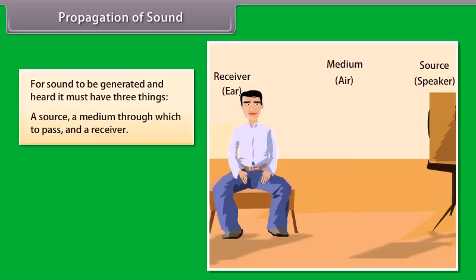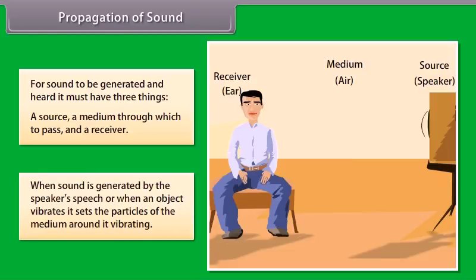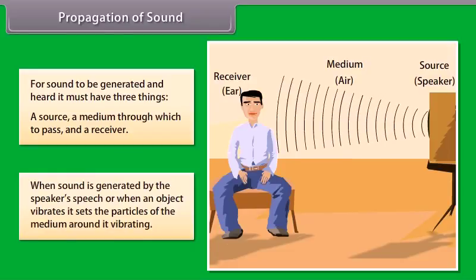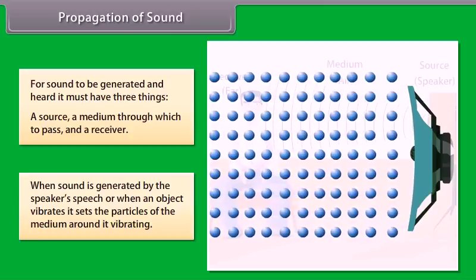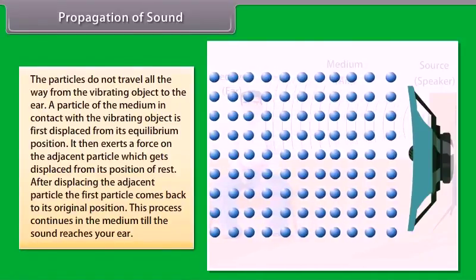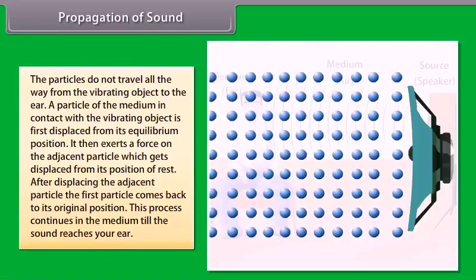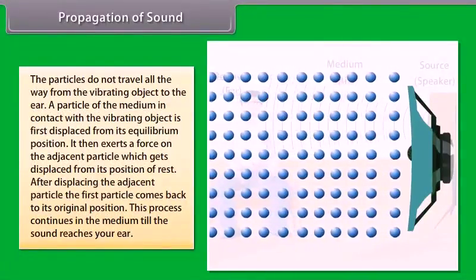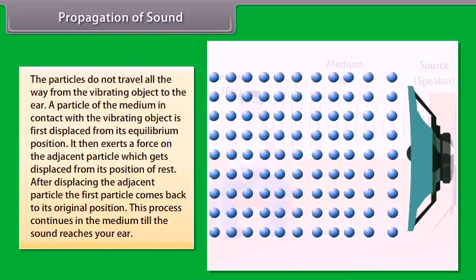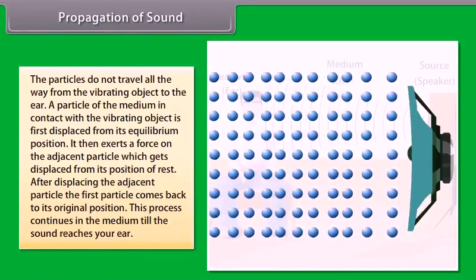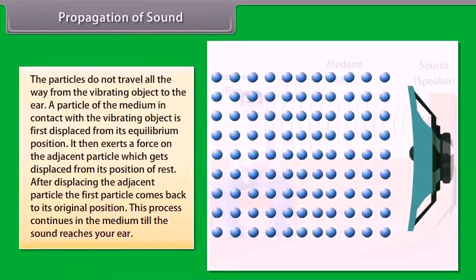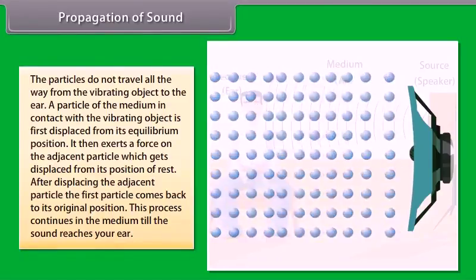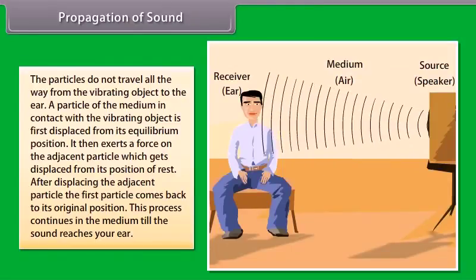When a sound is generated by the speaker's speech, or when an object vibrates, it sets the particles of the medium around it vibrating. The particles do not travel all the way from the vibrating object to the ear. A particle of the medium in contact with the vibrating object is first displaced from its equilibrium position. It then exerts a force on the adjacent particle, which gets displaced from its position of rest. After displacing the adjacent particle, the first particle comes back to its original position. This process continues in the medium till the sound reaches your ear.